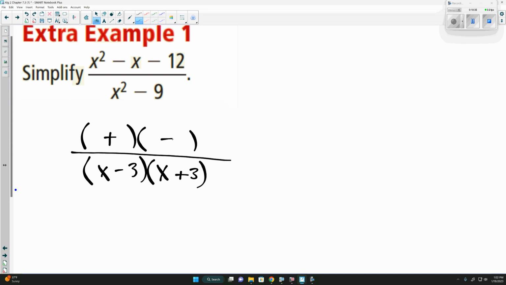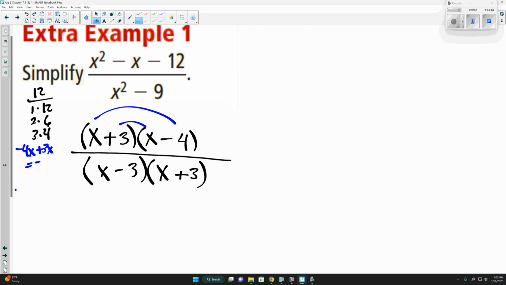Plus, minus, x and x. Now 12 is 1 and 12, 2 and 6, 3 and 4. Negative 4, positive 3, and we can check it just to make sure. X times negative 4 is negative 4x. Plus 3 times x is 3x, which gives us a negative x that we wanted.